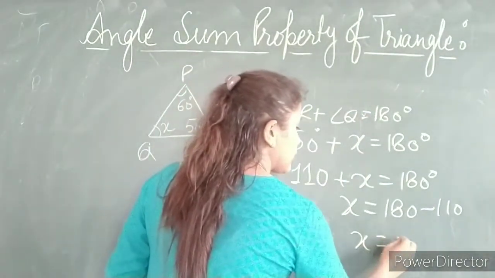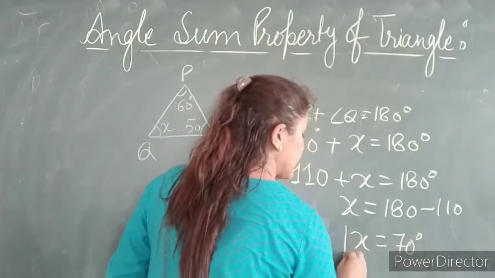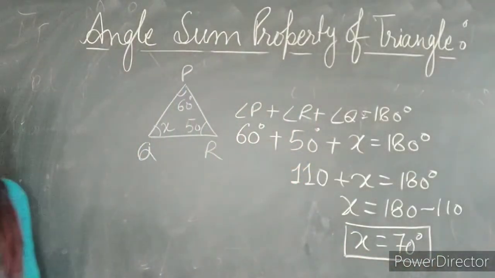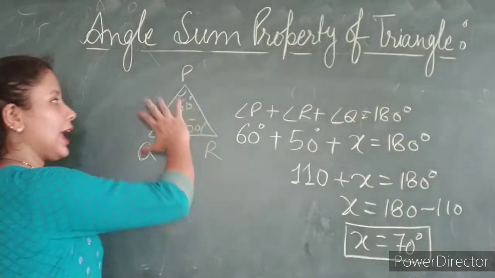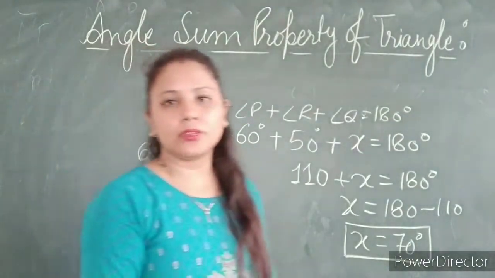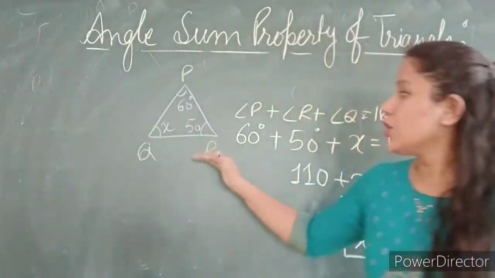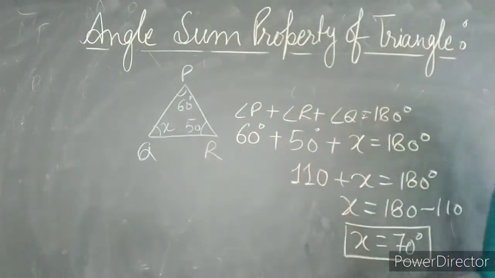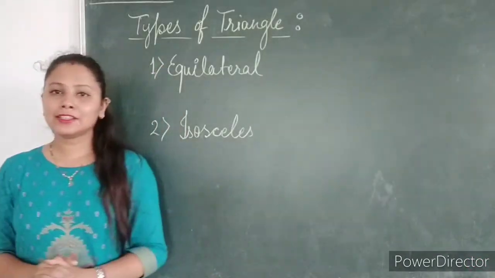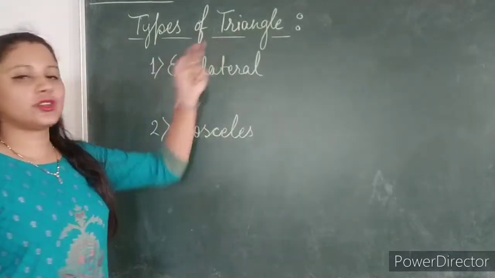Now X is equal to 70. Clear? So by using this property, you can identify any interior angle. Clear? आपको अगर एक भी angle की value find out नहीं है, आप angle sum property को use करके by this method आप उस third angle को identify कर सकते हैं. Now come to the next part, and that is types of triangle.